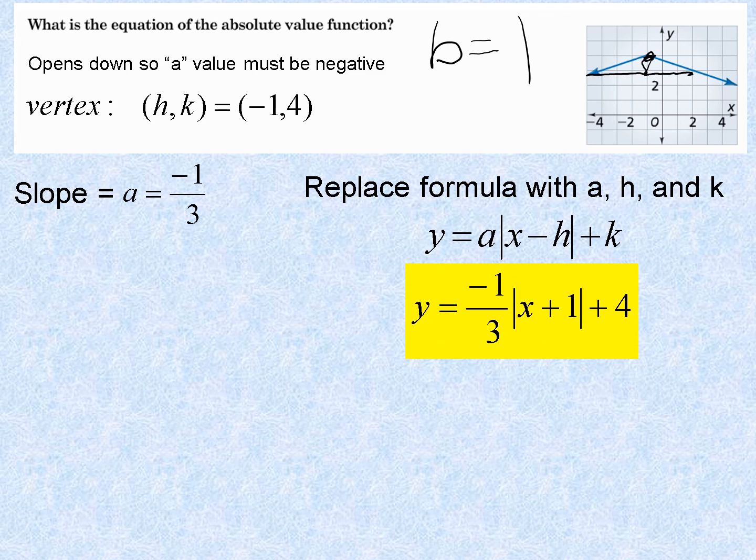Now you're like, wait a minute, it went -1, it became +1. Well, that's because H was negative. So X minus a -1 is X plus 1. And that's all there is to it.